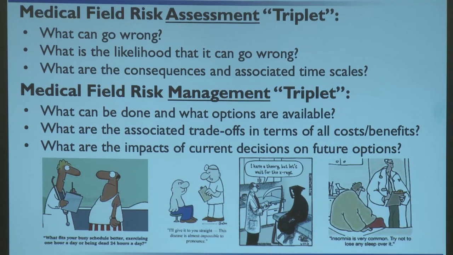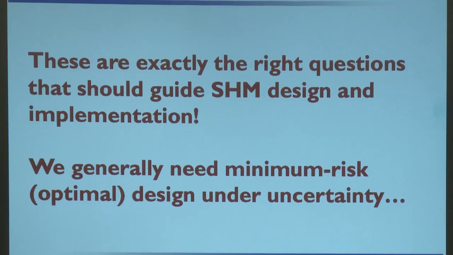Okay? So medical questions can be turned easily into the kinds of engineering questions that we want to ask for SHM design. They're the right questions. We want, I think, minimum risk, which is what I'm going to call optimal, design under uncertainty. Minimal risk. Now, what are the units of risk?